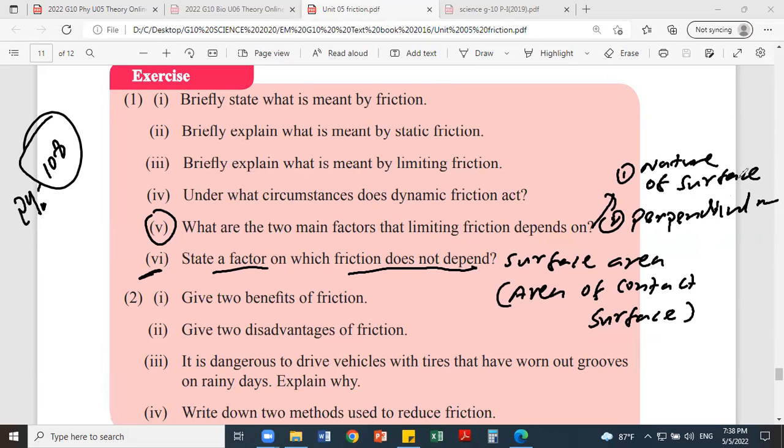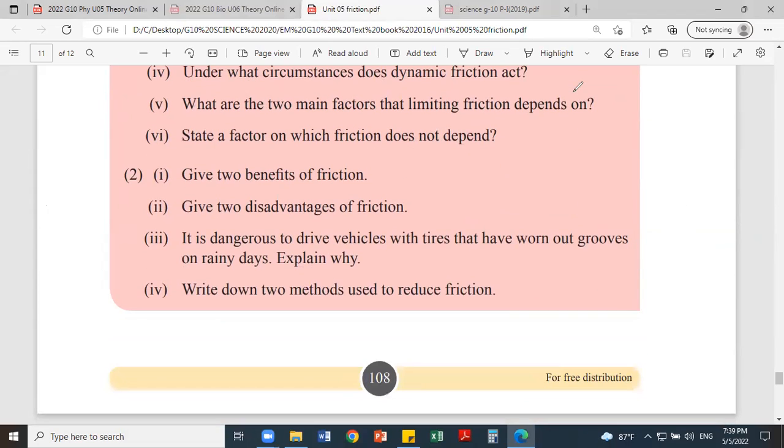Whether it is the old syllabus or the new syllabus or an old paper, friction is friction. Friction, that concept, we can't change, right? Perpendicular reaction, or normal reaction. The rest is not hard, you can do it at home alone. Two benefits of friction: I'll give many benefits.